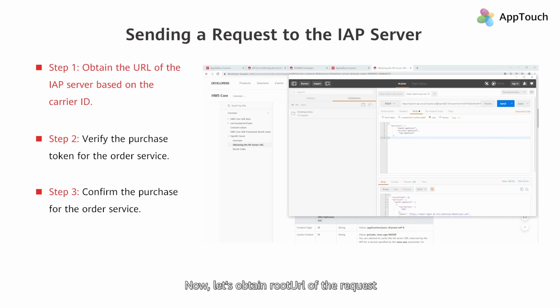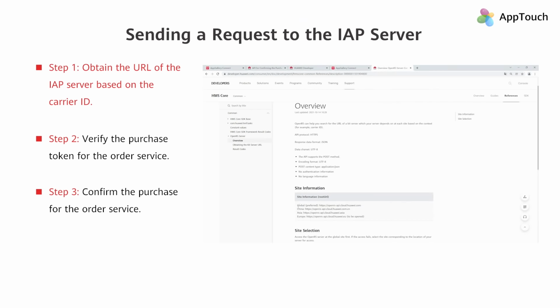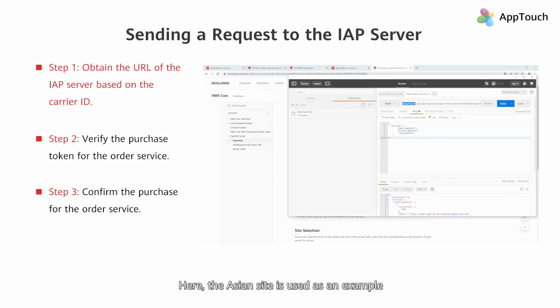Now, let's obtain the root URL of the request. We can use the global site, China site, or Asian site. Here, the Asian site is used as an example. Then, combine carrier ID and client ID. Here, carrier ID 502 is used to simulate the request.